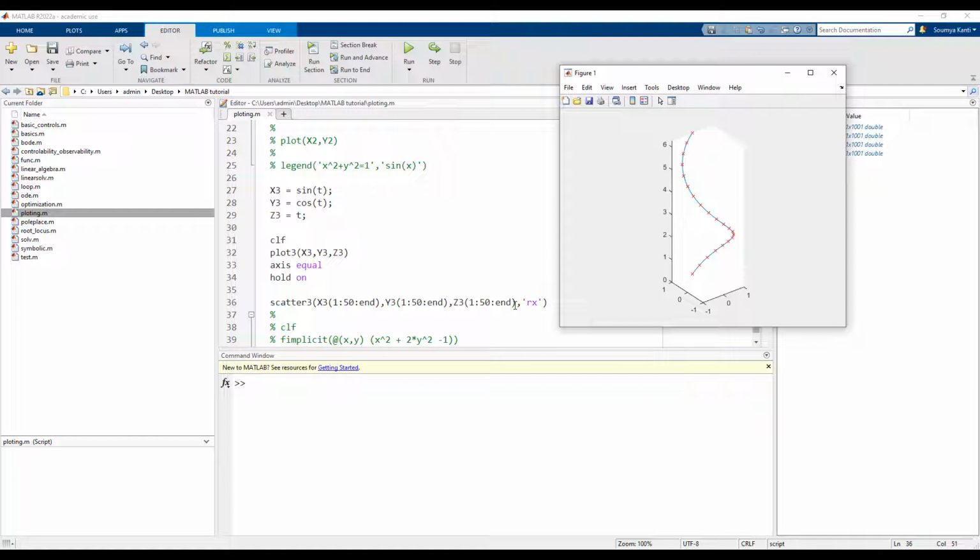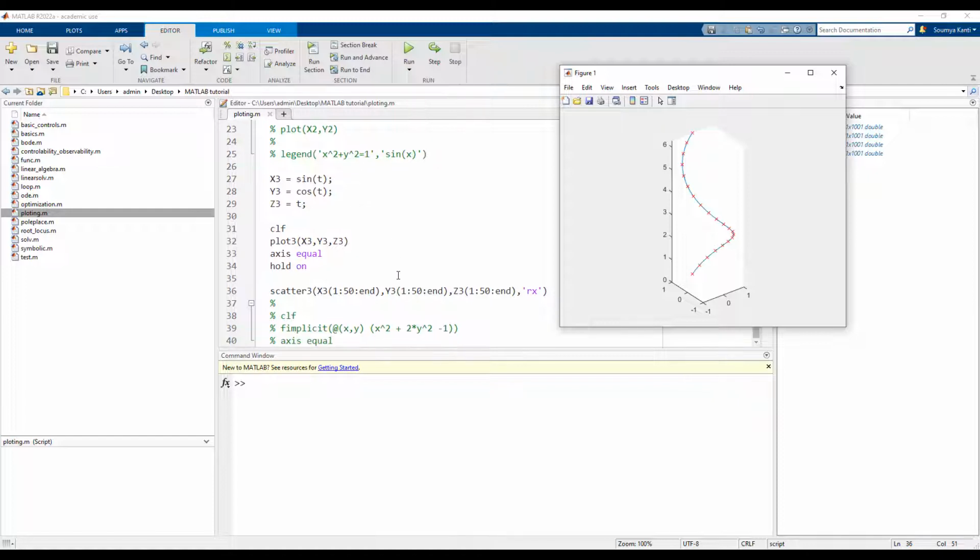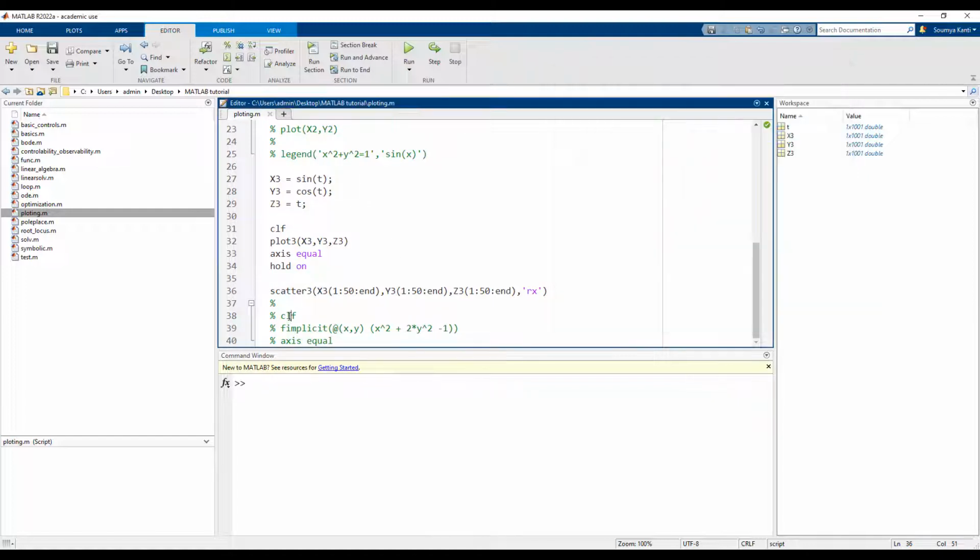So you can go to the help files of these particular functions and you can see what other properties you can change. Okay. Now finally, coming to a quick one. Suppose you want to just plot a function. Suppose I have a function x squared plus 2y squared equals 1, actually. So this is like an ellipse. I want to plot an ellipse.